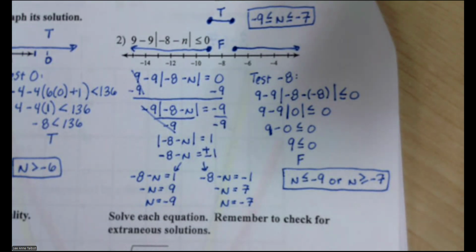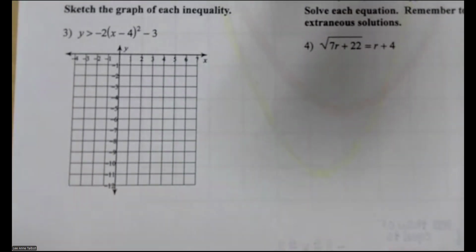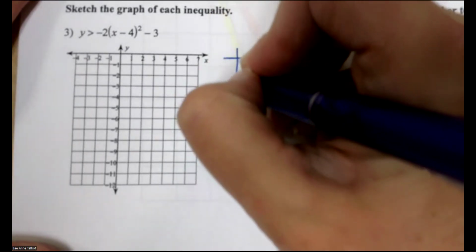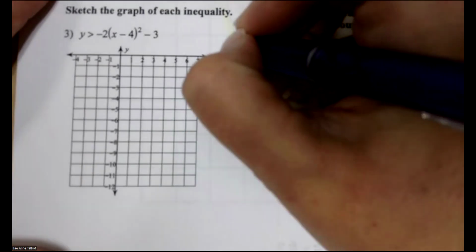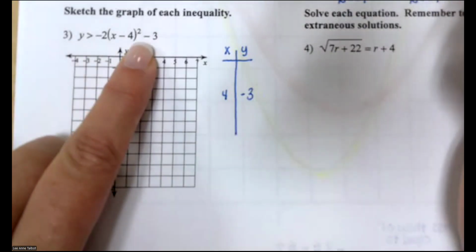Okay, anything that you want to add about number 1 or 2 before we move on? Good? Okay. All right, scooch down to number 3. What shape is this? Parabola. Okay, and so I'm going to make a table for my parabola. And what is the vertex? (4, -3). So that's going to go in the middle.